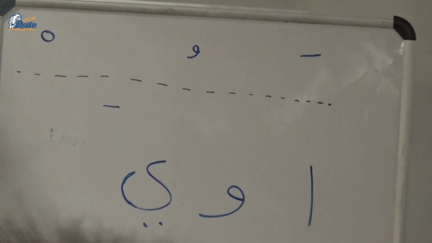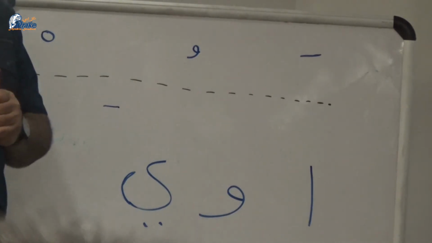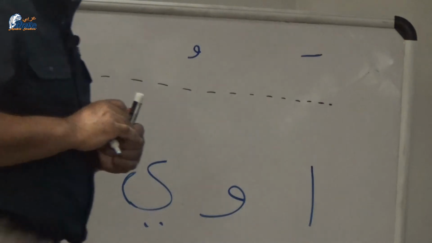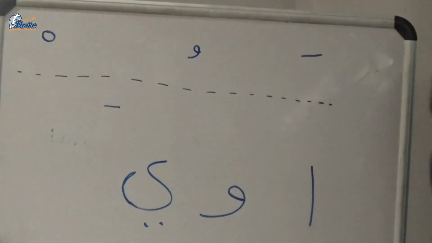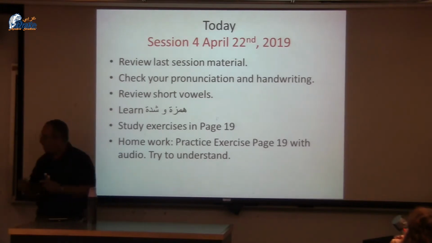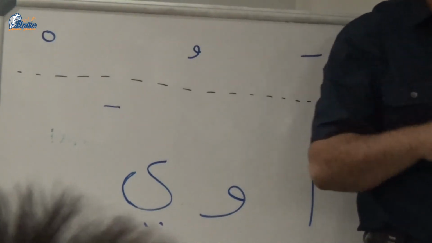And for example, like what? Can anyone bring me an example? Yeah, and the whole word. Yeah, that has the sukoon, which is the circle on top of the letter.